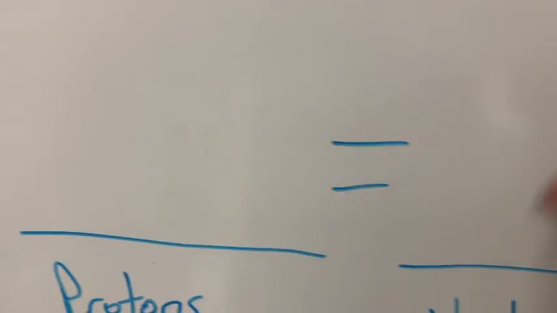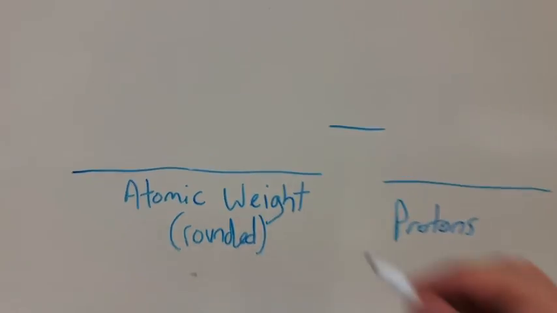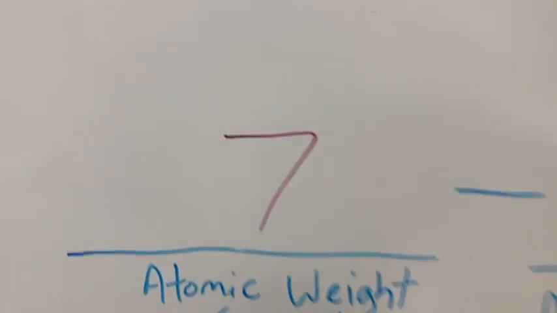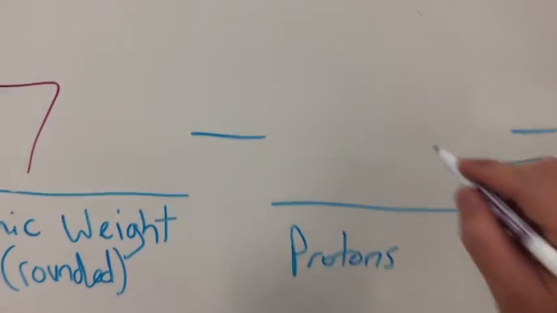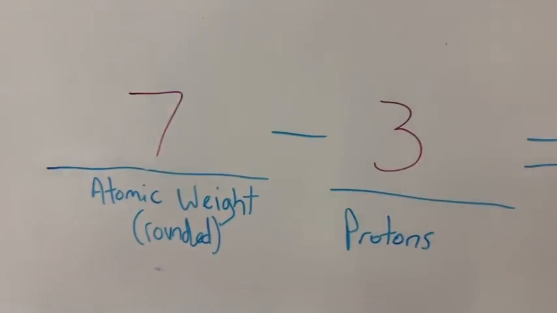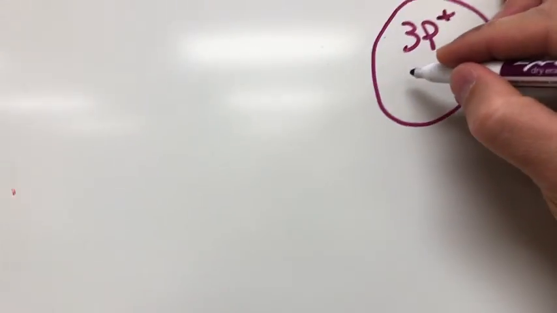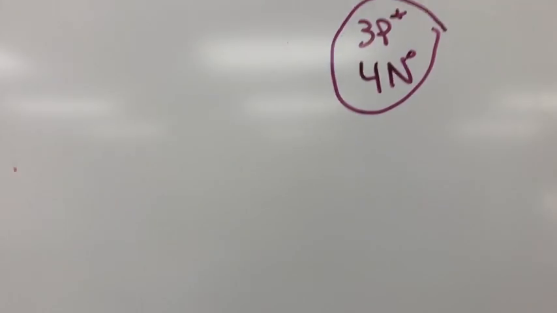Over here, again using this formula, the atomic weight rounded will become 7. The protons were 3, and that means 7 minus 3 will give us 4 neutrons. So we can come back over and write 4 neutrons, and neutrons are neutral, no charge.